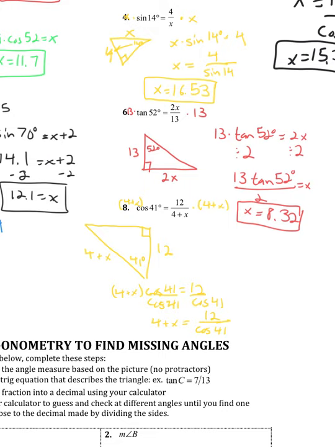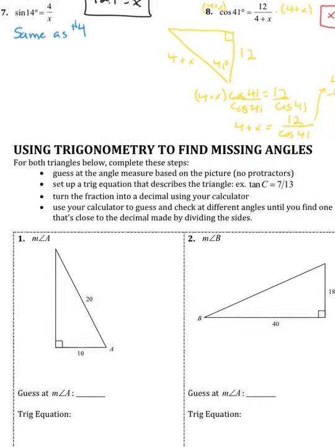And I put that into my calculator. 4 plus x equals, what does that come out to? 15.9. And then I subtract 4 from both sides. I get x equals 11.9. All right. That's the idea for those 8 problems in particular.